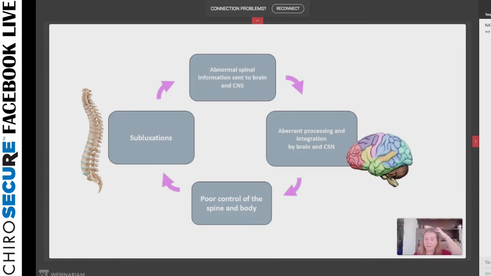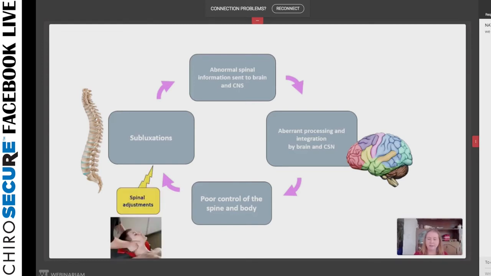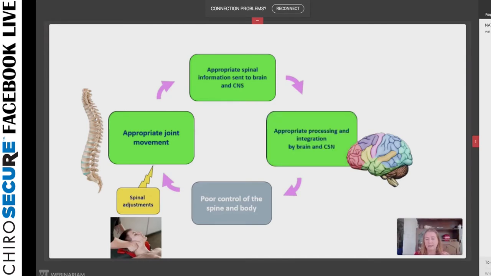Anyway, if you have this abnormal input coming up to the brain, it integrates information differently, not just from the spine, interestingly enough, but from the rest of the body, which then can cause poor control. So it is a circle. I think it's really key that this is an ongoing self-perpetuating problem. And when we come in and adjust the subluxated segments or adjust the spine, we have more appropriate joint movement. We have increased range of motion intersegmentally, and we know we do. Therefore, we get more appropriate spinal information being sent up to the brain and central nervous system, therefore more appropriate processing and integration of not just spinal information, but also other multimodal sensory information, so that you're more aware of what's going on in your environment and in your body, and therefore you have better control of the spine and the body.